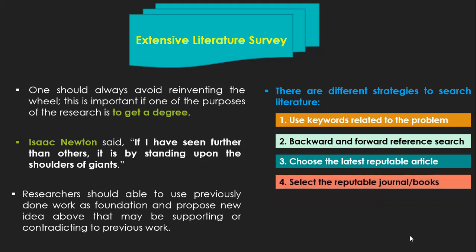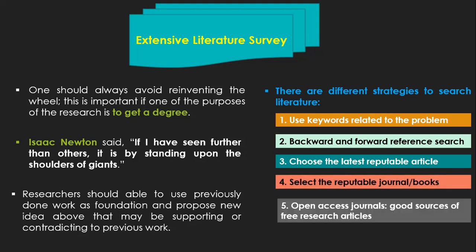Okay? Then you select the reputable journals or books, as I have mentioned already. Open access journals are good sources of free research articles. Why? Because the open access or highly reputable journals are journals that have followed strict processes involved in publication. For example, in my personal experience, I have published only in quarter 1 or top 25% journals. So most of my publications are in the top 25% journals.